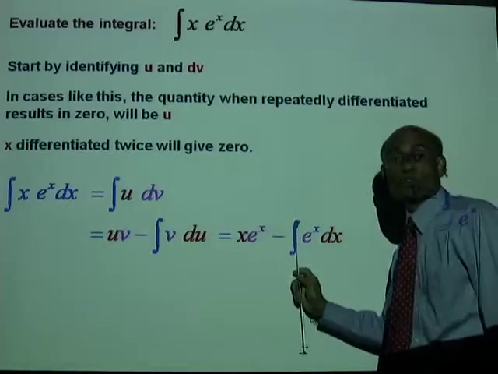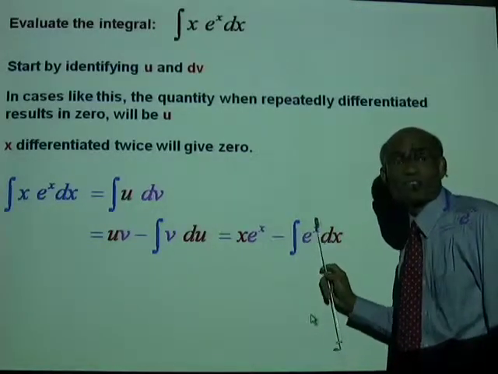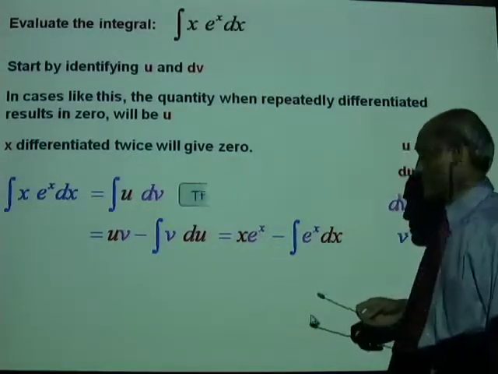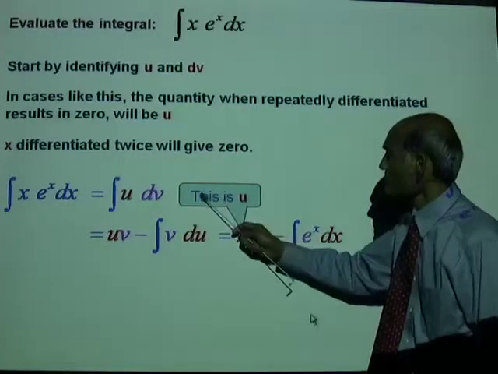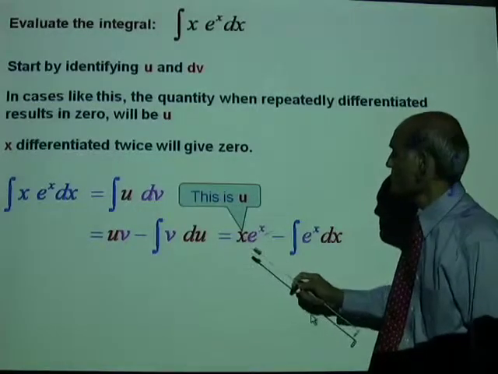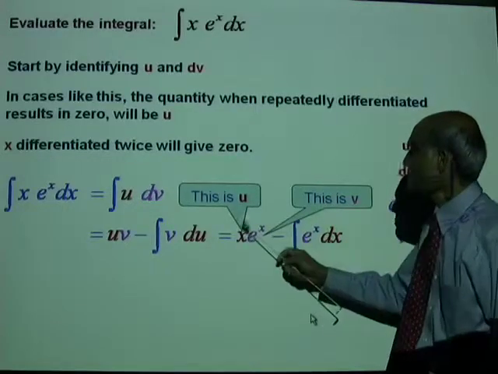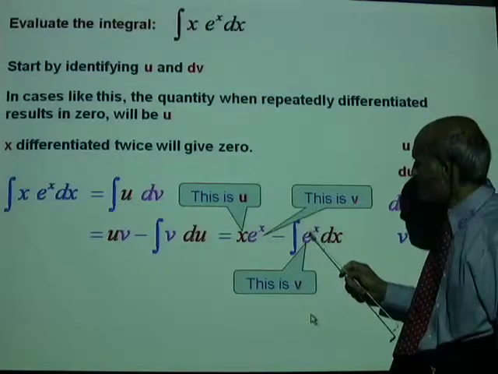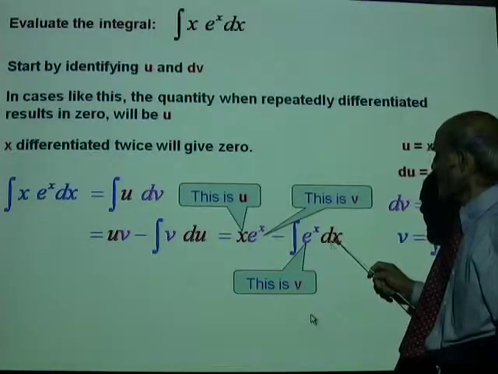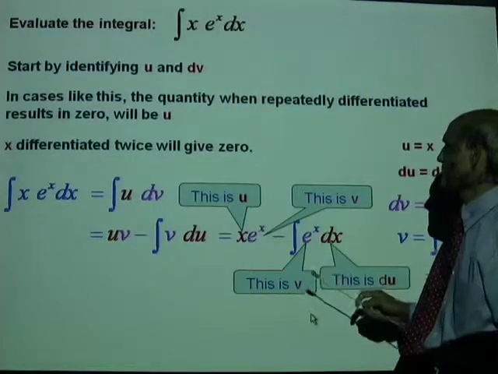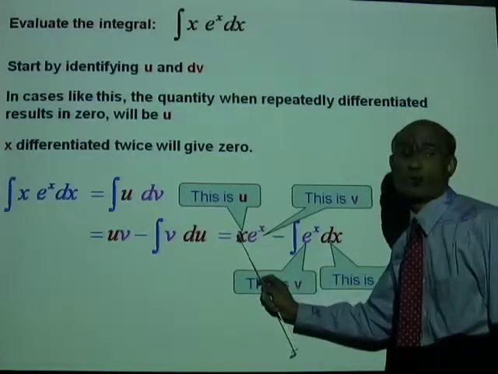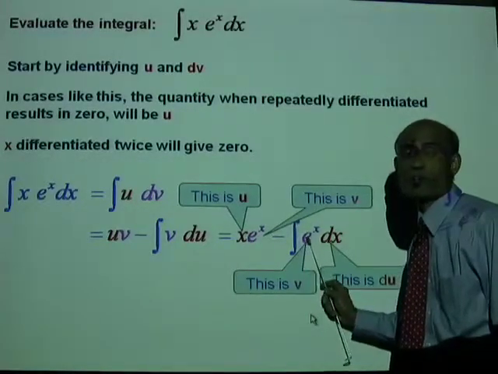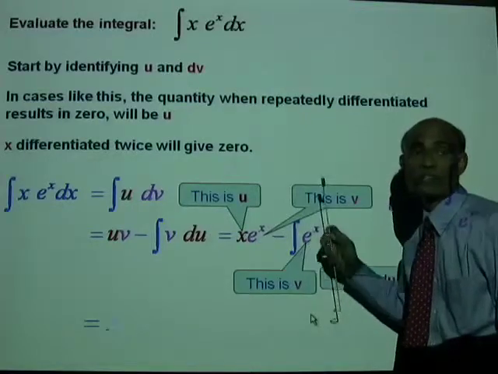Now, this is easily integrated. What is the integral of e to the power of x dx? It is e to the power of x. Now watch this again. That is our u, this is our v, so that is u times v, minus integral v du, where this is our v and this is our du. Now what does this equal? That remains the same, x e to the power of x, minus the integral of e to the power of x dx, which is e to the power of x.